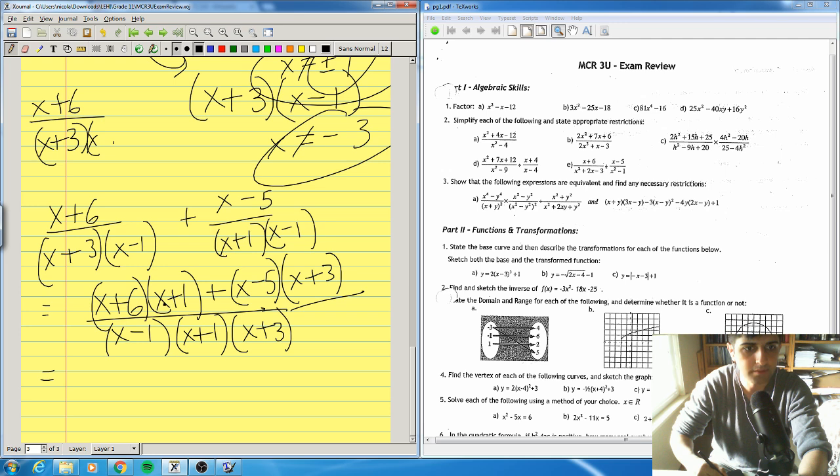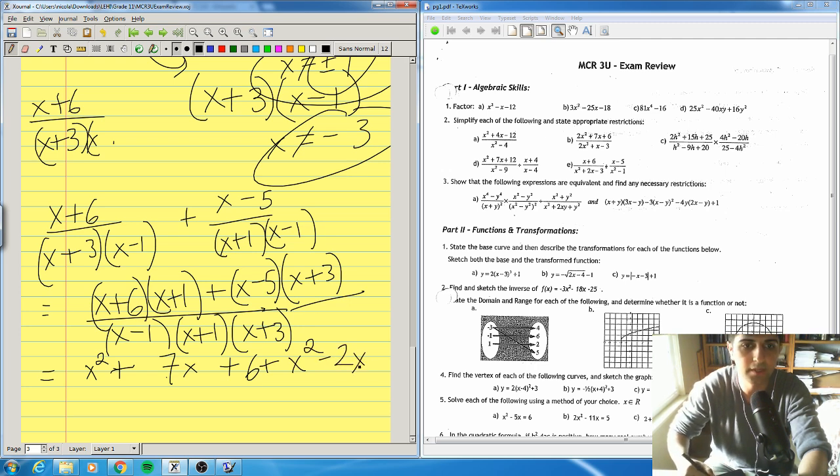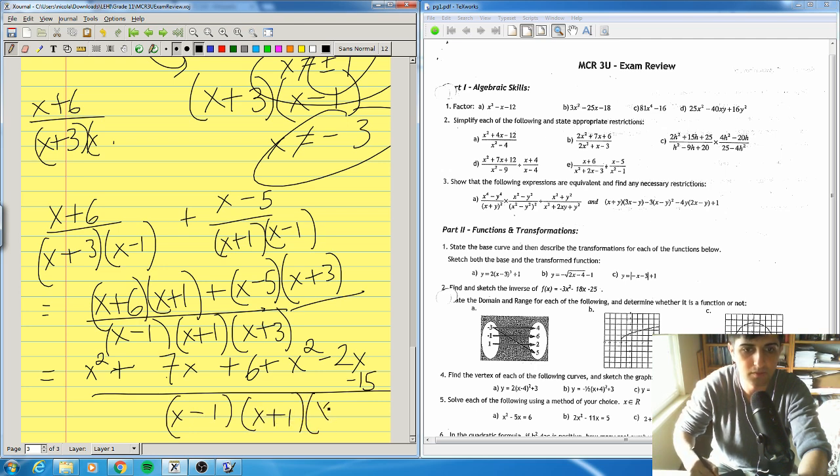So x squared, should I do it really quick for you guys? Should I brute force it? Why don't I brute force it? X squared plus 6x plus x plus 6. Now 6x plus x is 7x. Okay, so I just have to add them together, and here I got x squared minus 5x plus 3x, that's negative 2x, okay, minus 15, and divided by x minus 1, x plus 3, x plus 1, x plus 3.